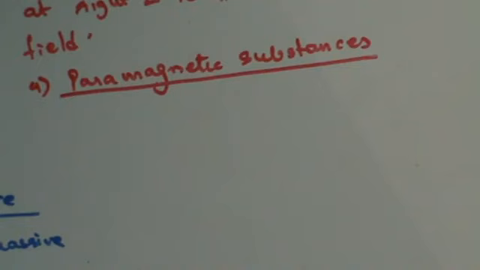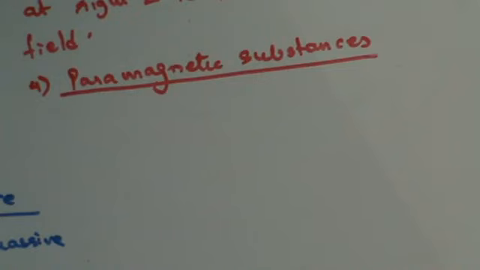Question. What is the difference between diamagnetic and paramagnetic substances? In diamagnetic substances, the magnetic dipole moments cancel each other. In paramagnetic substances, they do not cancel each other. Right? So there is some small resultant magnetic dipole moment.